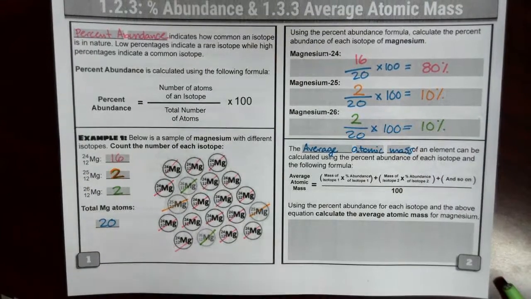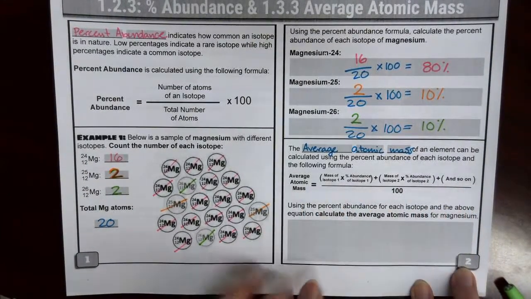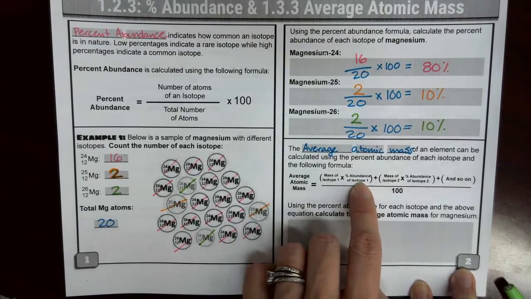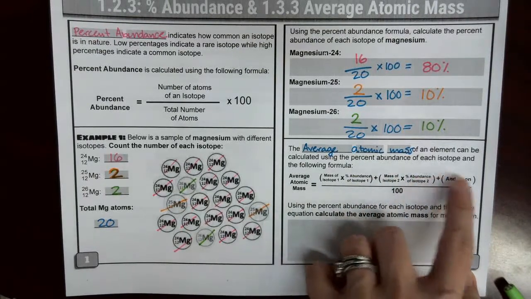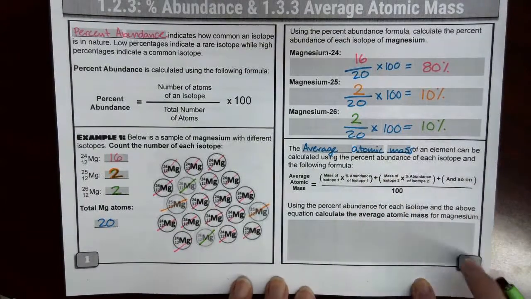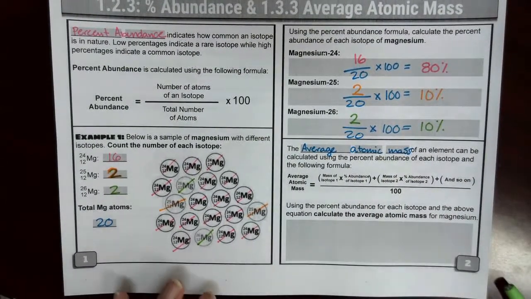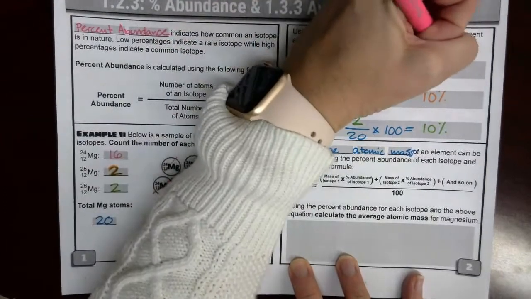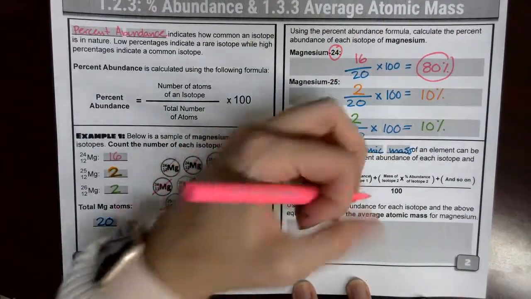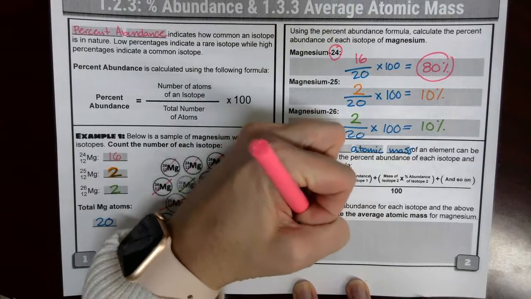Average atomic mass uses this equation right here. It's the mass of the isotope times its percent abundance plus the mass of the next isotope times its percent abundance, and so on, all divided by 100. So I'm going to do the average atomic mass for my magnesium. My first mass is 24, and its abundance is 80. So I'm going to take 24 times 80.